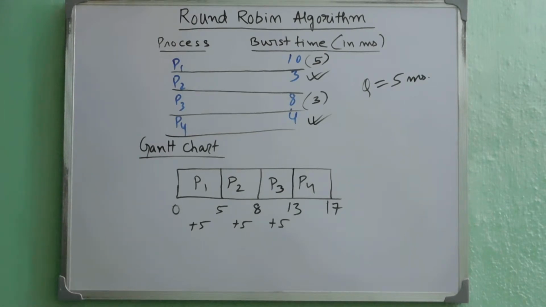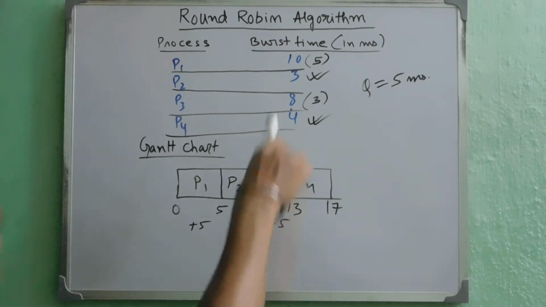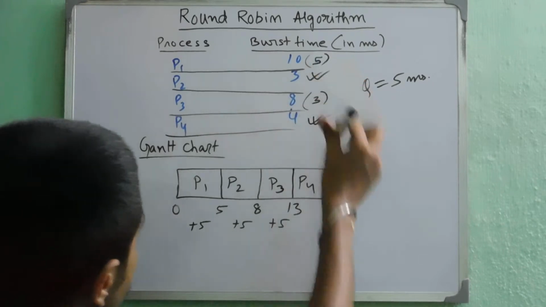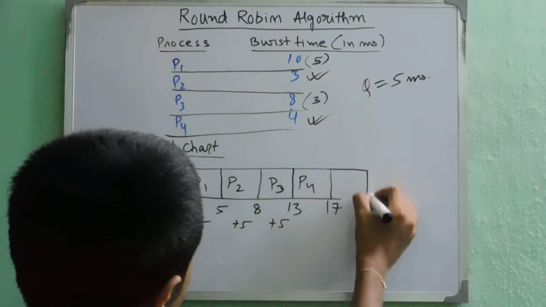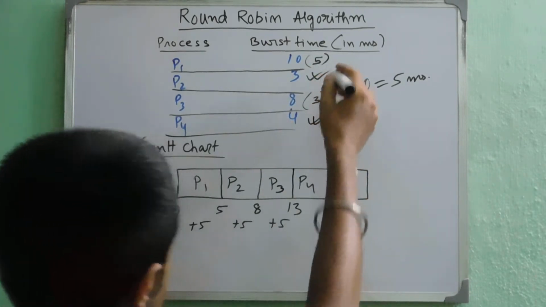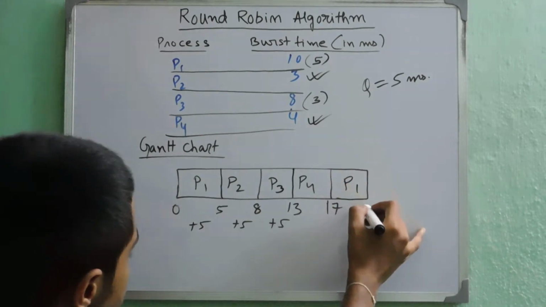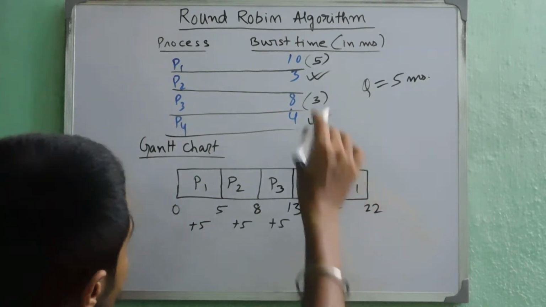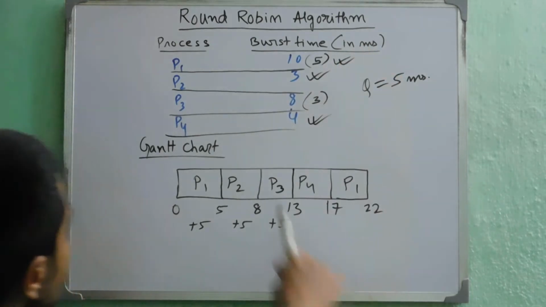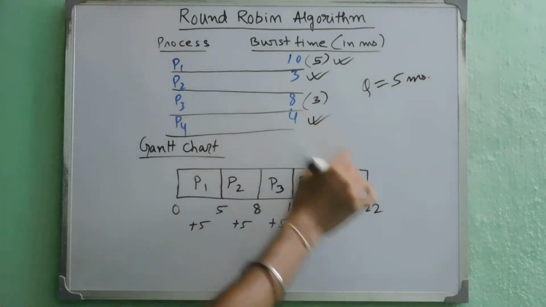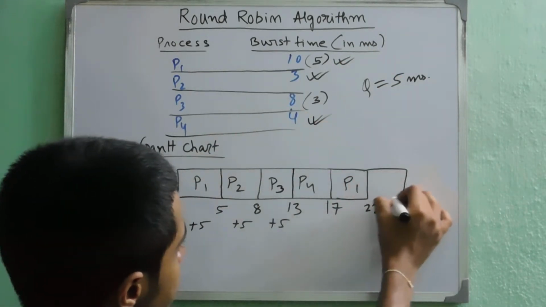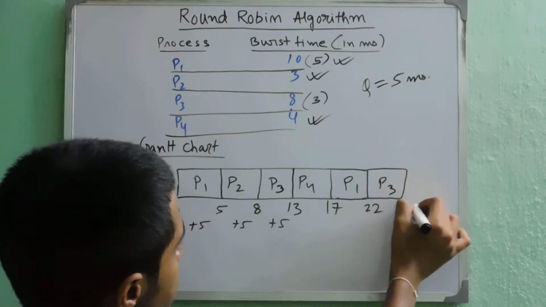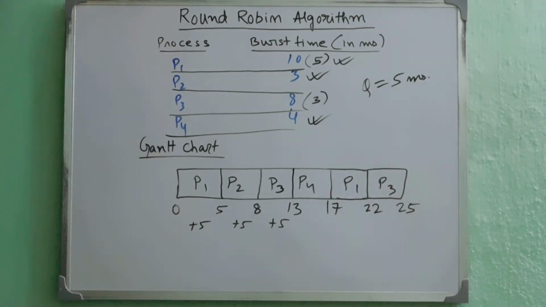Then we will move on to P1, and P1 will complete the 5 milliseconds that were left. So this will be 22, and P1 is completed, and then we have only P3 left. So P3 will complete its execution. Now all the processes have completed their execution. Now let me explain it again.